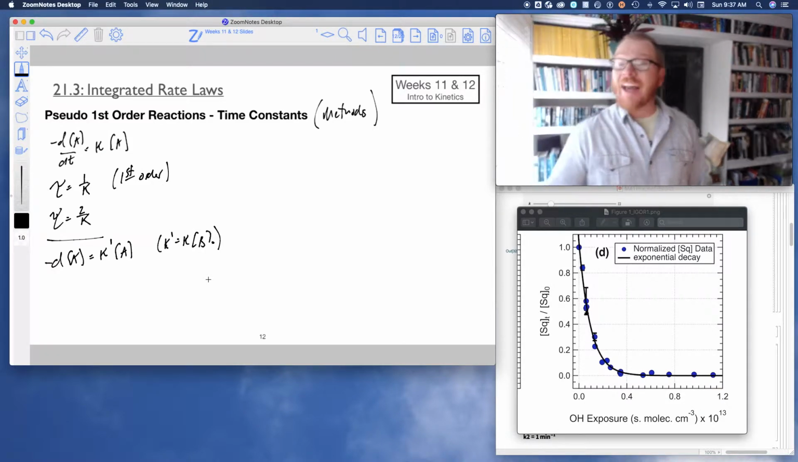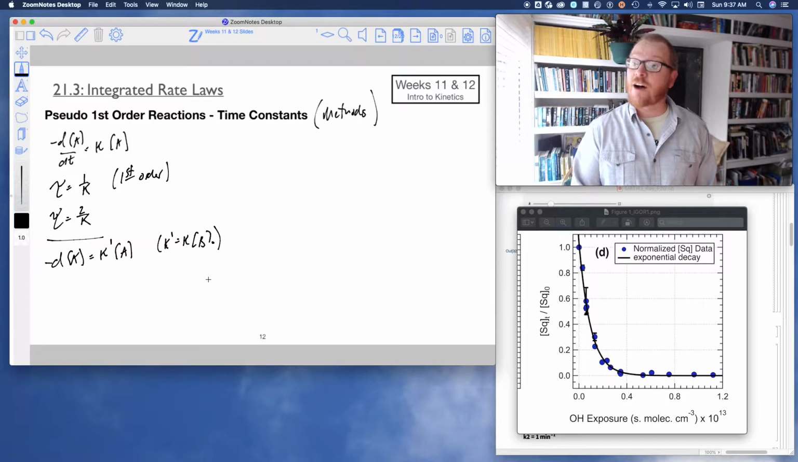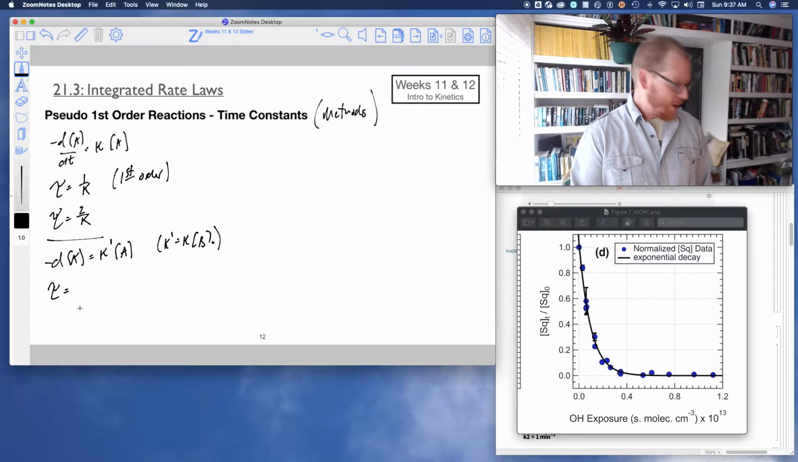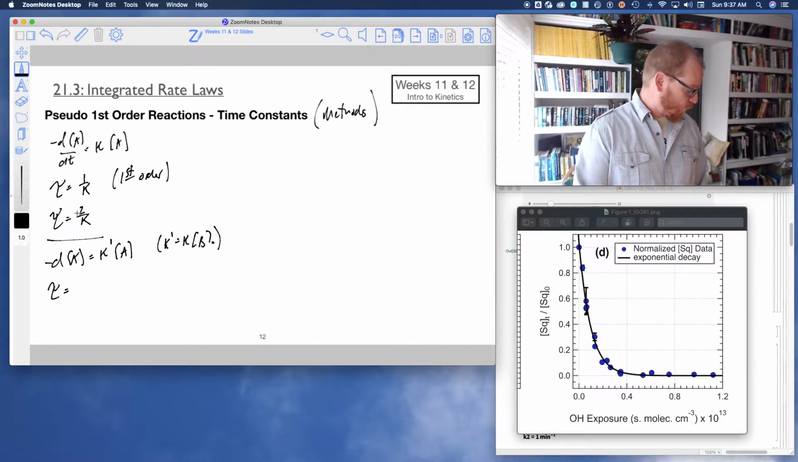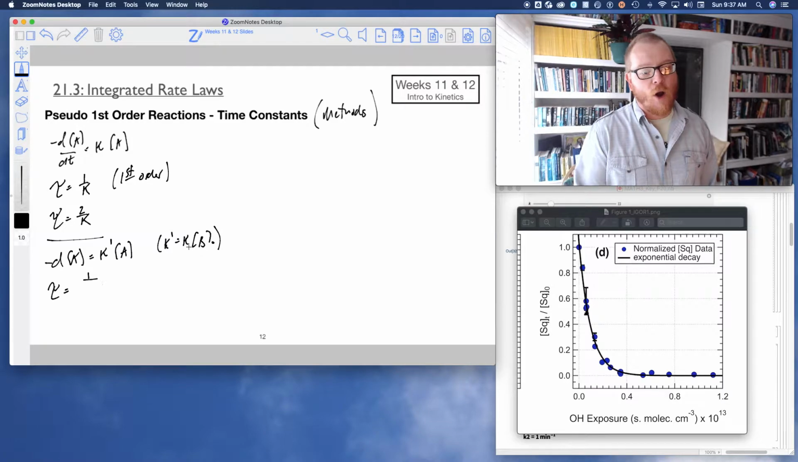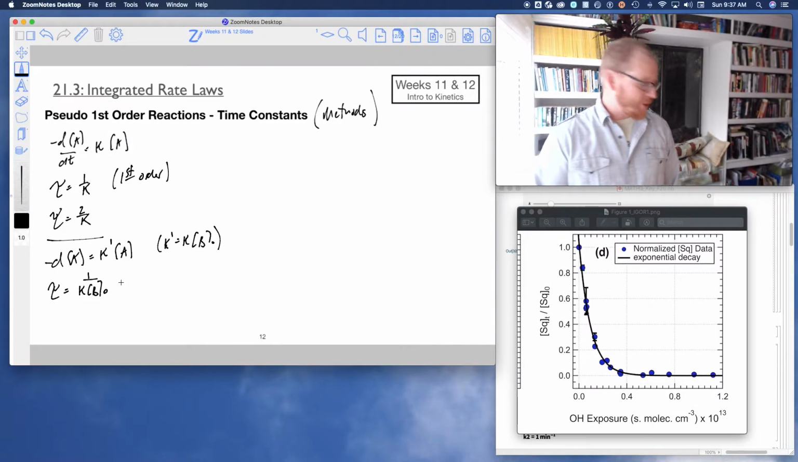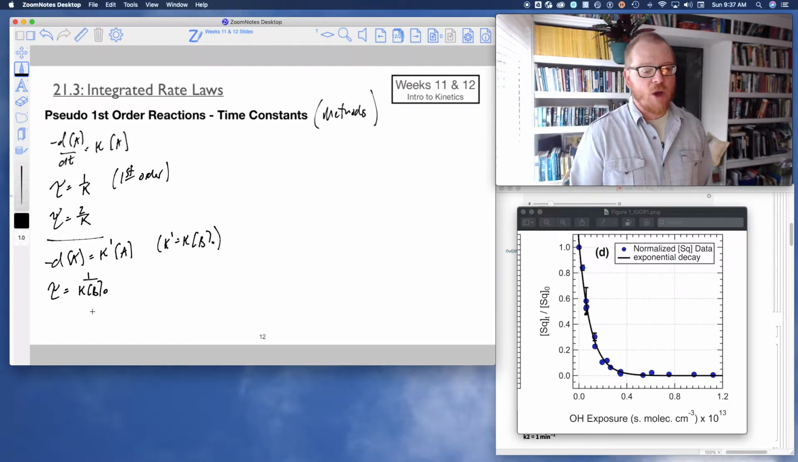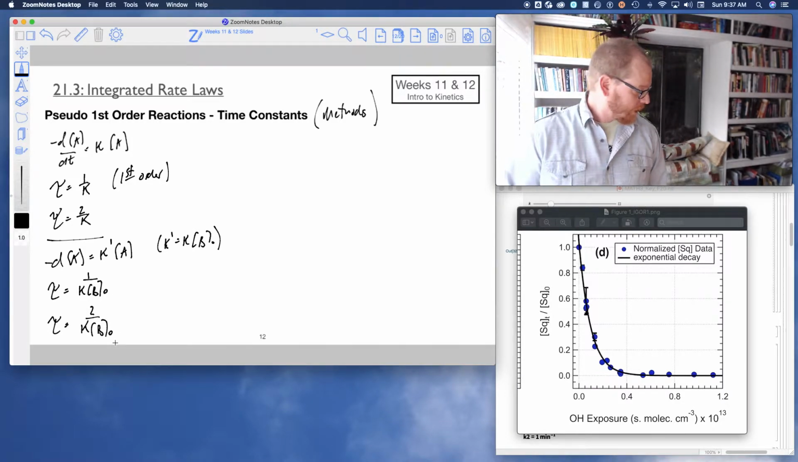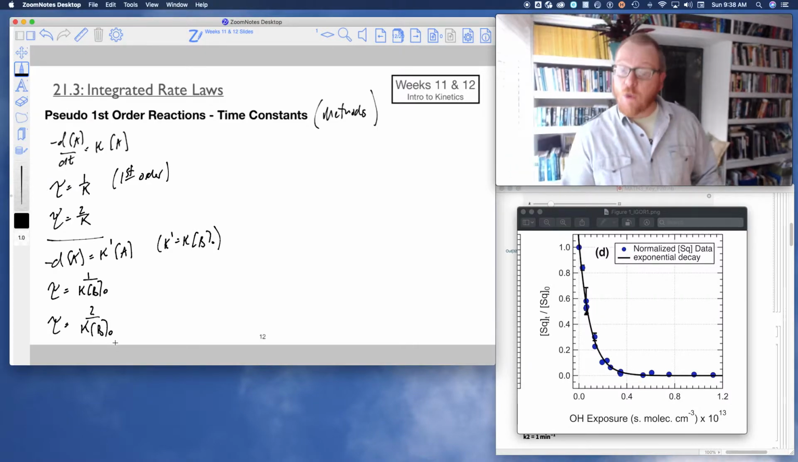Now I can still use this notion of a lifetime under pseudo-first order conditions. But instead of it being just 1 over k, it's going to be 1 over the second order k times the initial B concentration for the lifetime. And so we know that 2 lifetimes will just be 2 over k times B initial, and so forth.